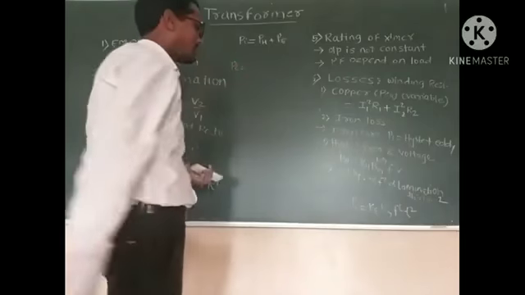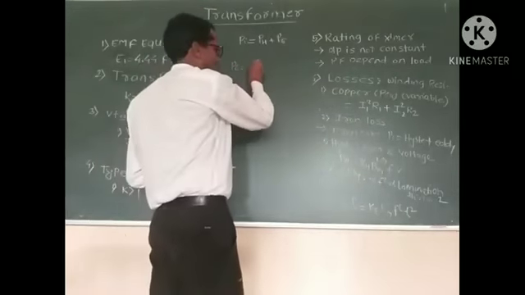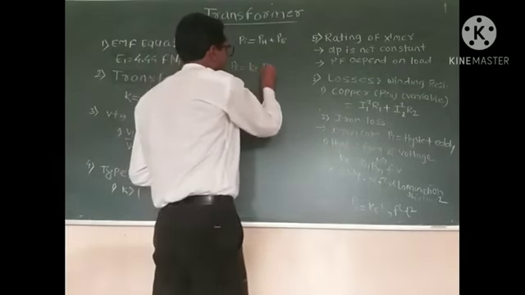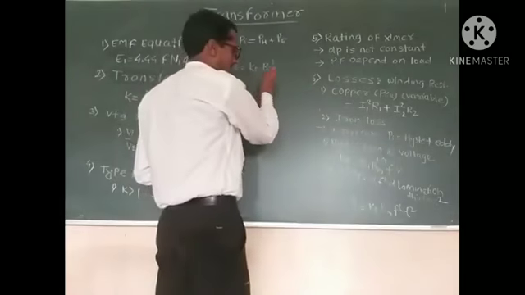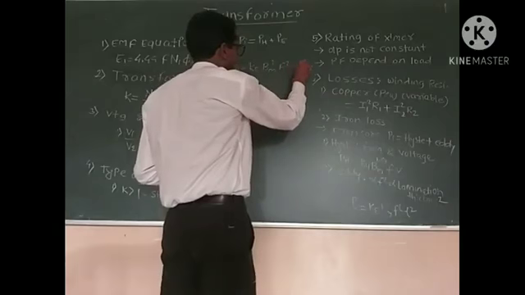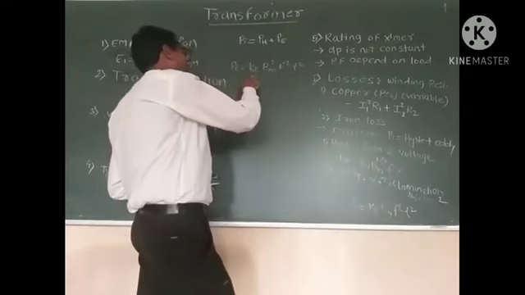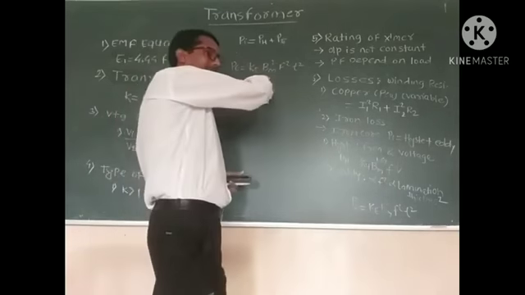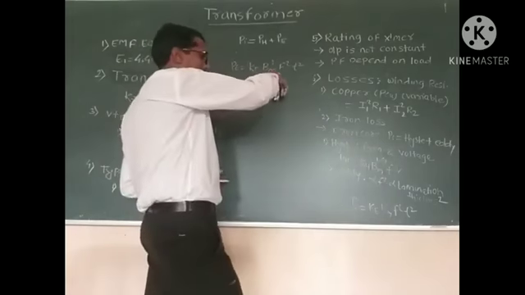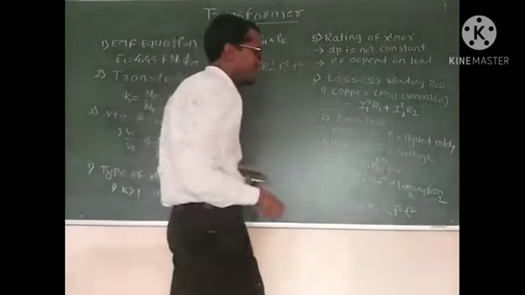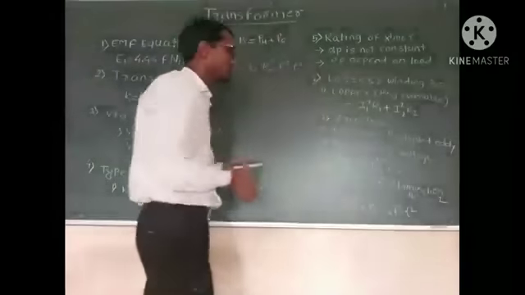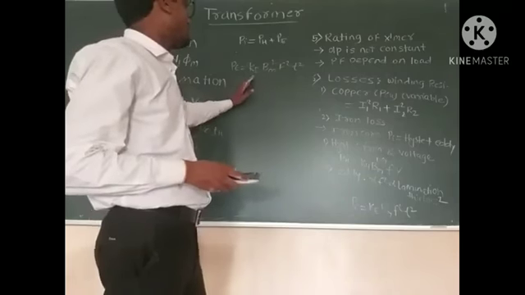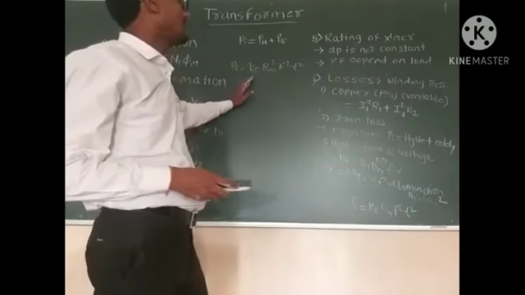Next is the eddy current loss, PE losses. The formula for the PE losses is KE Bm square F square T square. Here KE is the eddy current constant, Bm square is the square of the magnetic flux density, F is the supply frequency, and T is the thickness of the lamination, squared. Then the question arises: how do we reduce this type of losses?